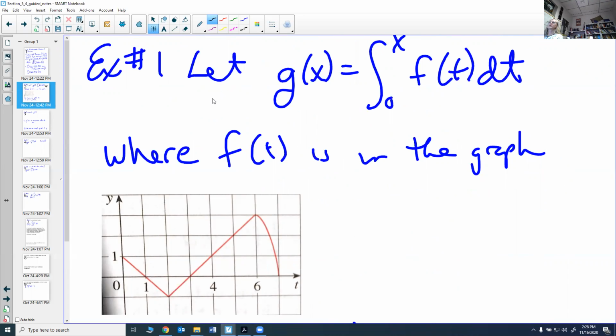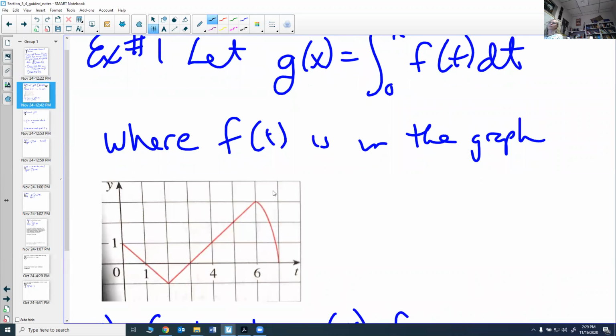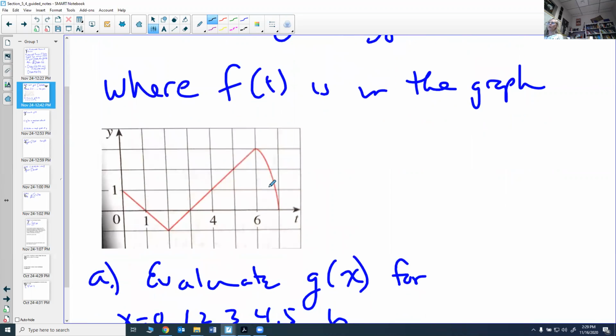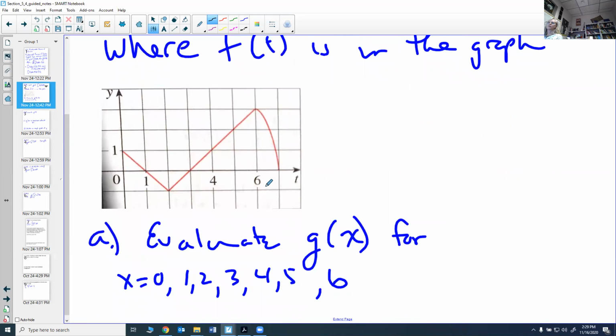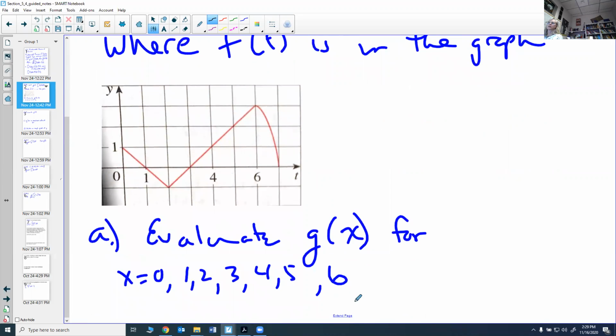One thing we can do is we can actually find values. So let g of x equal the integral from 0 to x of f of t dt, where f of t is this graph. We want to evaluate g of x for x equals 0, 1, 2, 3, 4, 5, 6. All right, so let's talk about how we would go about doing that.